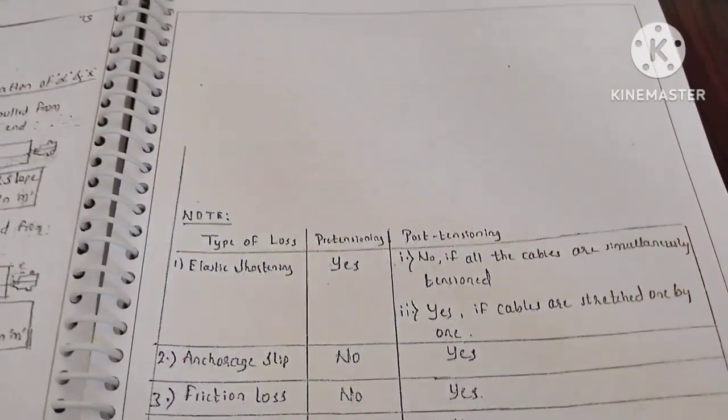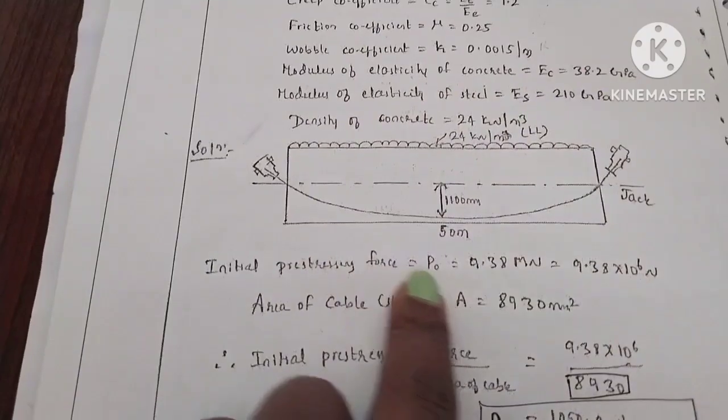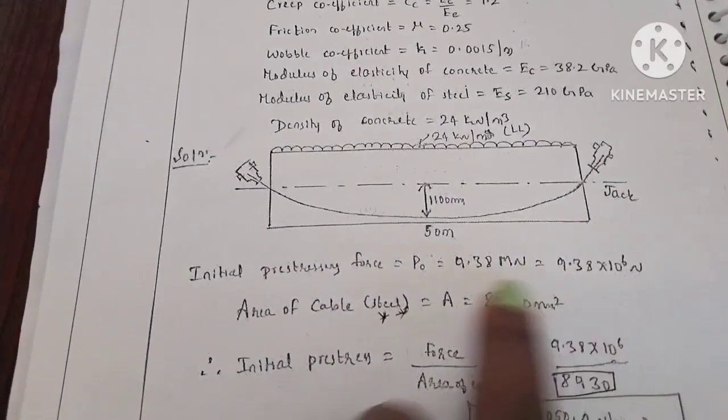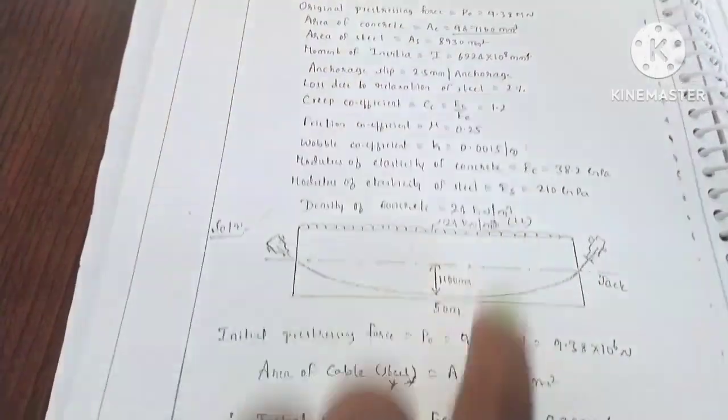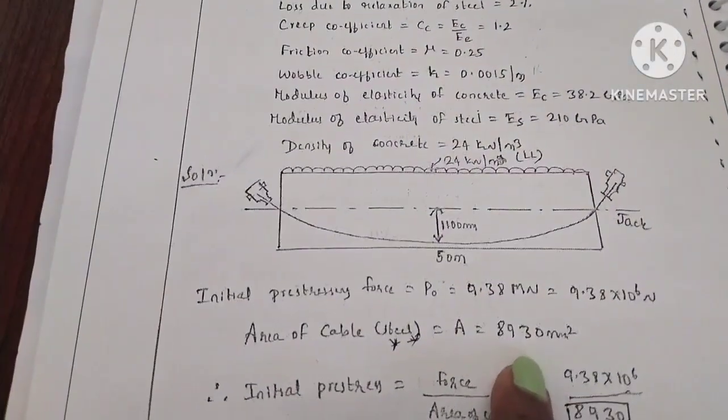So for that reason, let us start now. The initial pre-stress force is given, we are writing it. The area of the steel cables they have given as 8,930 mm square. So we have written it here.